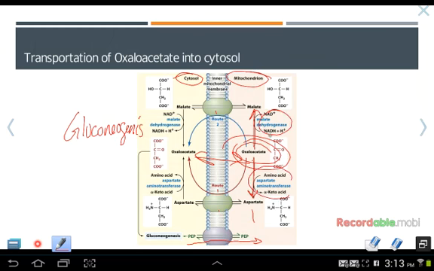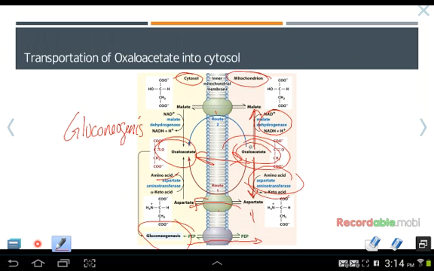Malate dehydrogenase has to utilize NADH in order to do this oxidation reduction reaction to make OXA into malate. However, aspartate utilizes an amino transfer reaction to do that. Once oxaloacetate is formed into either malate or aspartate, it can then be transported across the mitochondrial membrane into the cytosol, and then can be converted back into OXA.